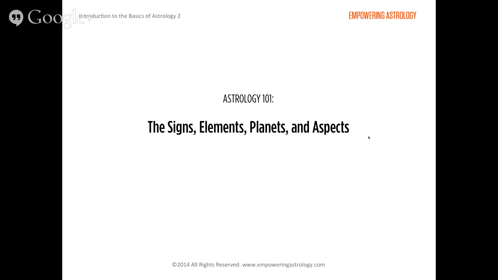So again, this is an astrology 101 type of talk, and we're covering the signs. We're going to do a brief overview of the signs, because I do recommend watching the free video on YouTube, where I go into the signs in depth. We're also going to talk about the elements, the planets, and the aspects. These are the individual pieces that, once you have them down, you can put together and start to read the chart.